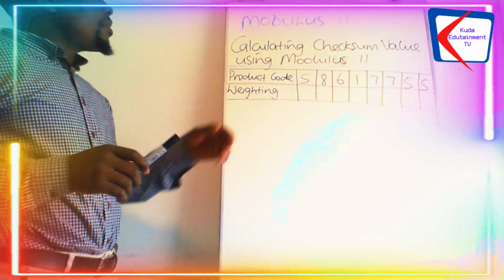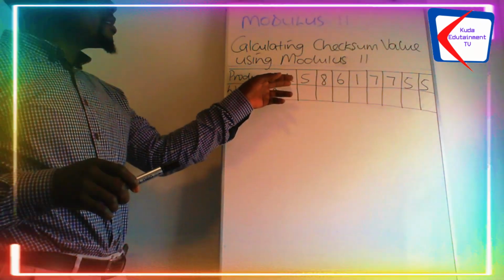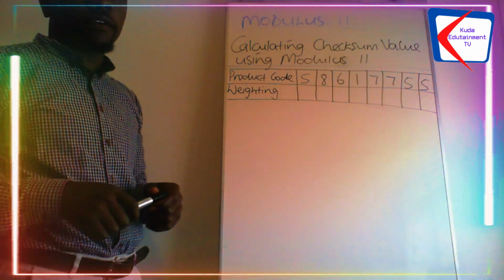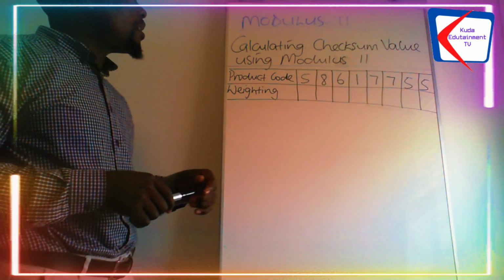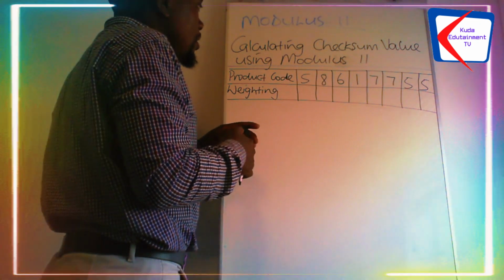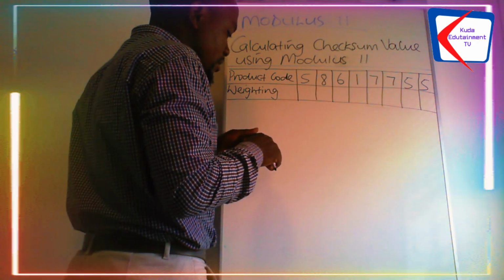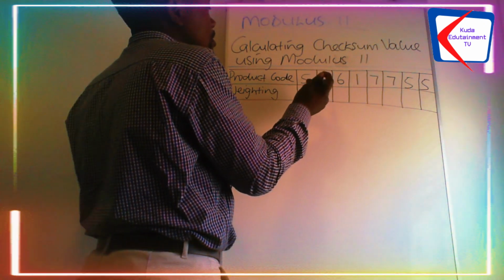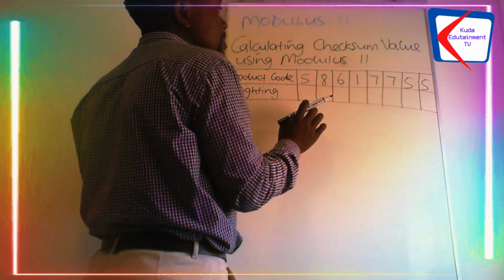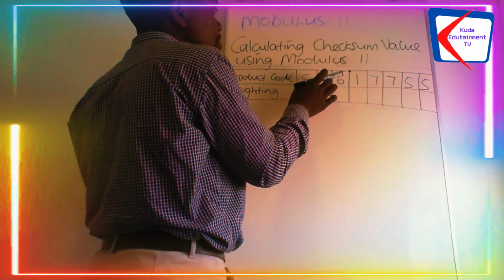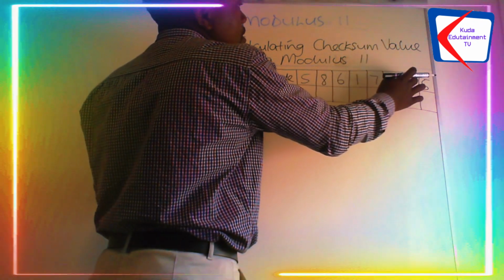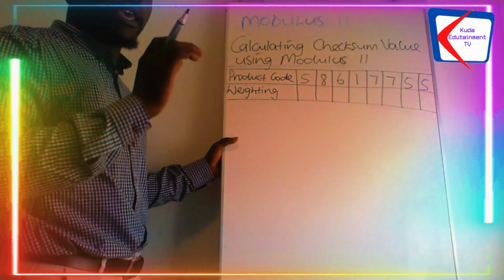We want to calculate the checksum value on this product code: 586177755. Using the steps that I gave you, let us weight our product code. From left to right, we start with the greatest weight. How many digits does our product code have? 1, 2, 3, 4, 5, 6, 7, 8. So our product code has 8 digits.